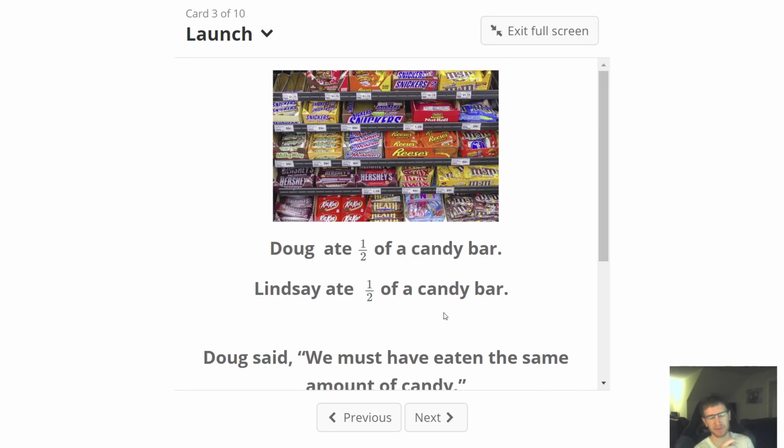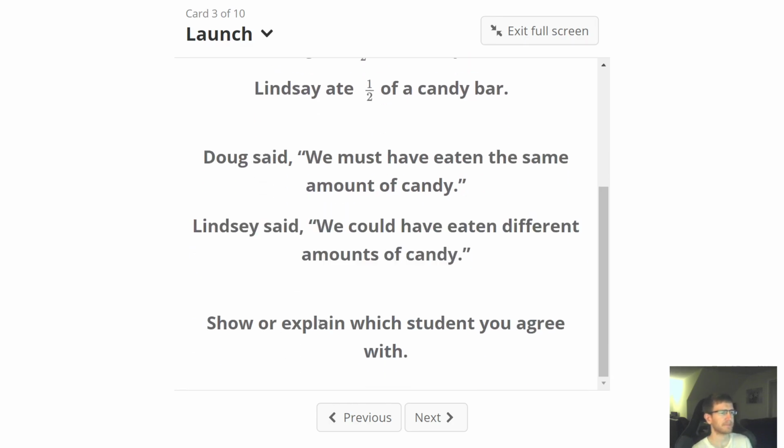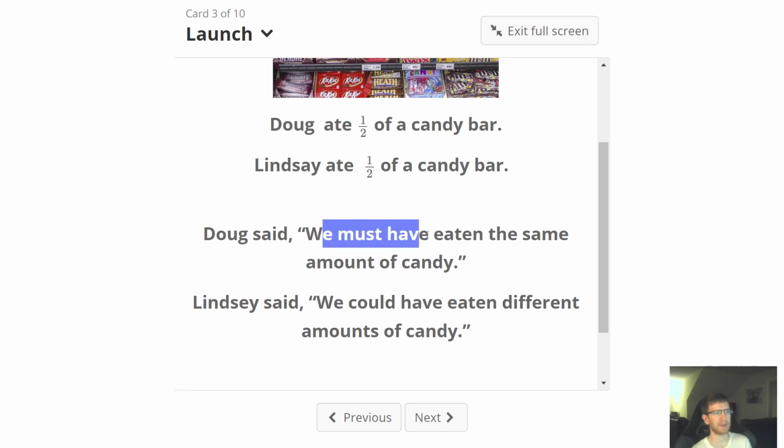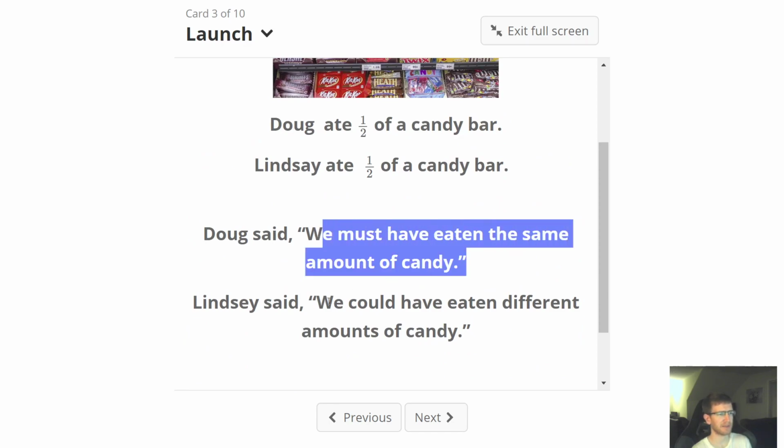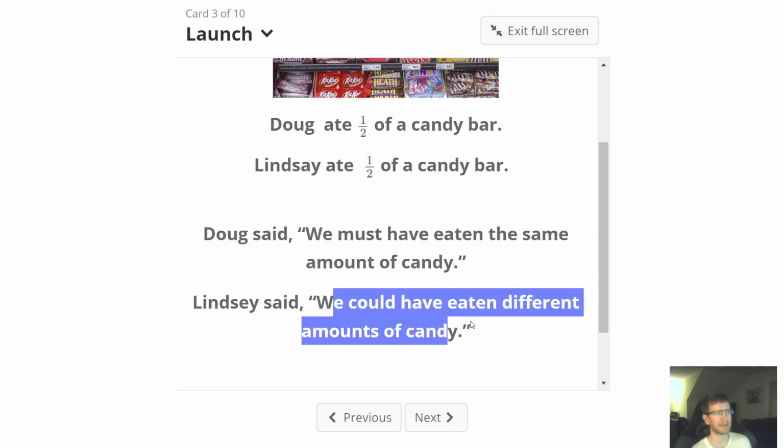So take a few seconds to think about that one on your own. Doug said we could have eaten the same amount. Lindsay says we could have eaten different amounts.